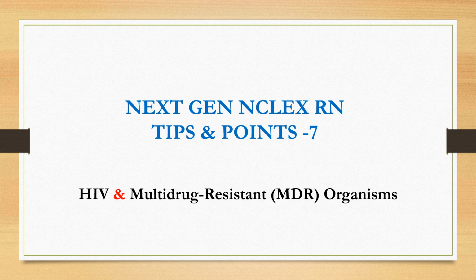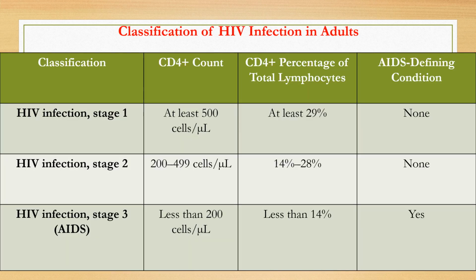Let's see an NCLEX video, tips and points on HIV and multidrug resistant organisms. This is the classification of HIV infection in adults. The classification is mainly three.